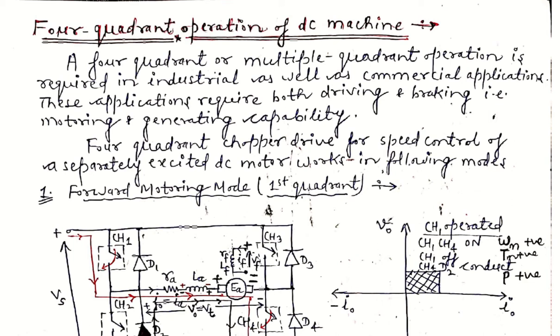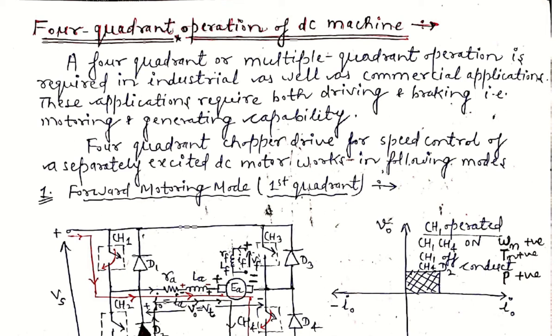A four quadrant or multi quadrant operation is required in industrial as well as commercial applications. This four quadrant chopper operation will basically be required in case of high power applications in industries as well as in commercial applications. These applications require both driving and braking, driving in the sense of motoring and braking, that is motoring and generating capabilities.